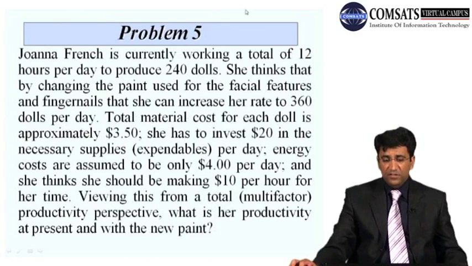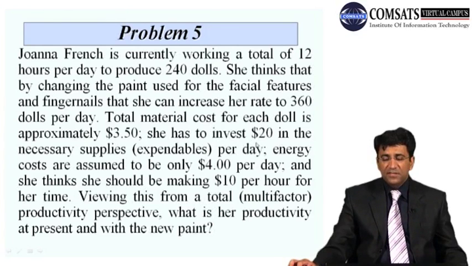Now students, after the usage of the new paint, the new output will be 360. So this is the particular information you will have to extract in order to calculate the productivity. The total material cost for each doll is approximately $3.5. One unit material cost is $3.5. She has to invest $20 in the necessary supplies per day.